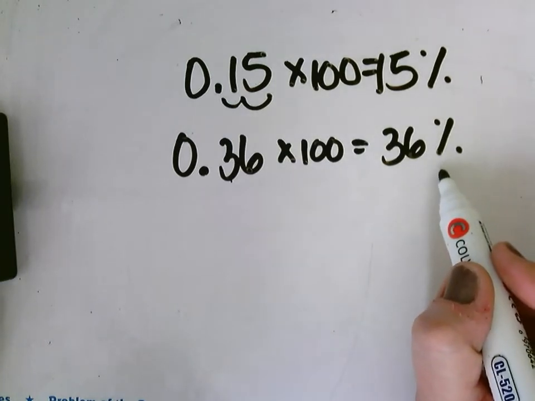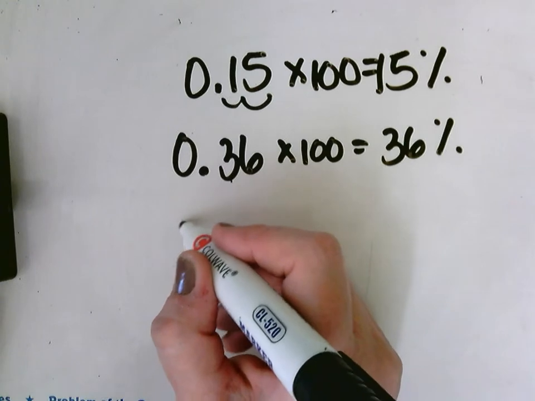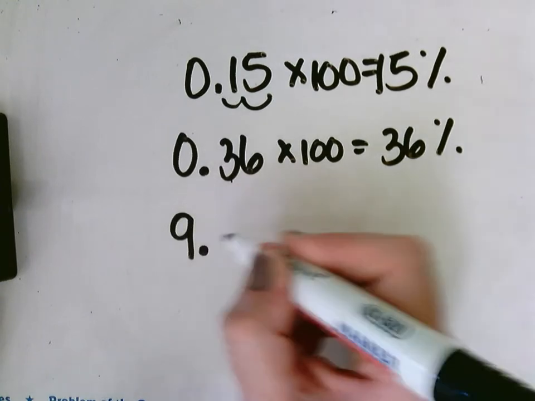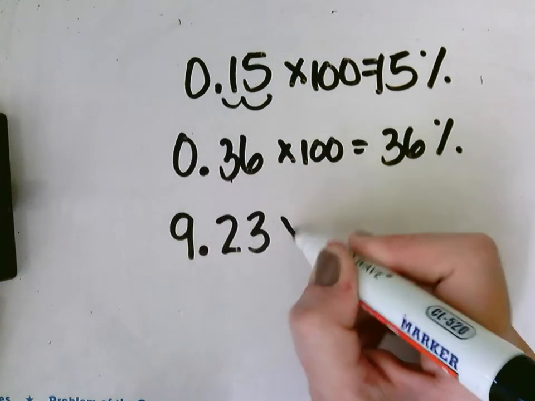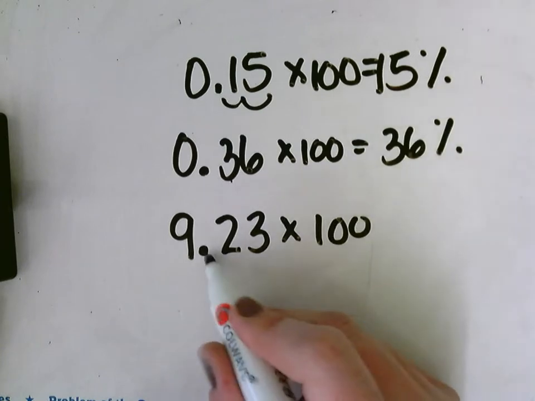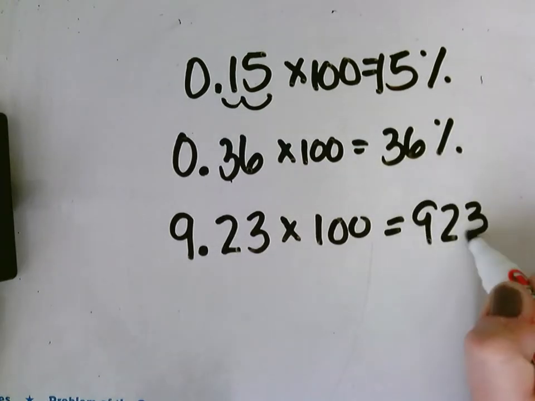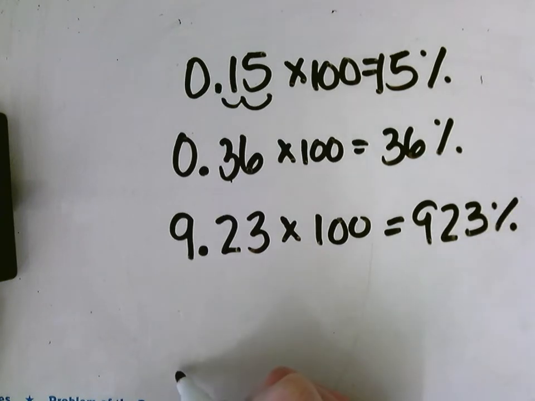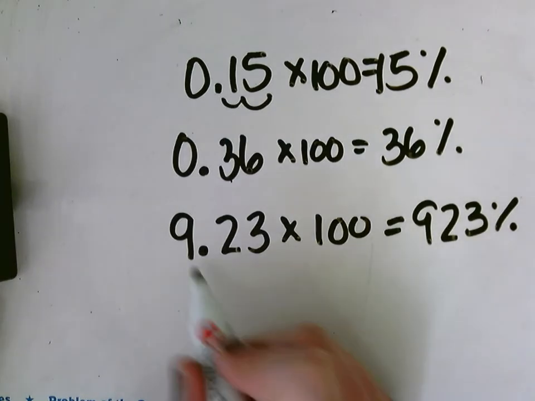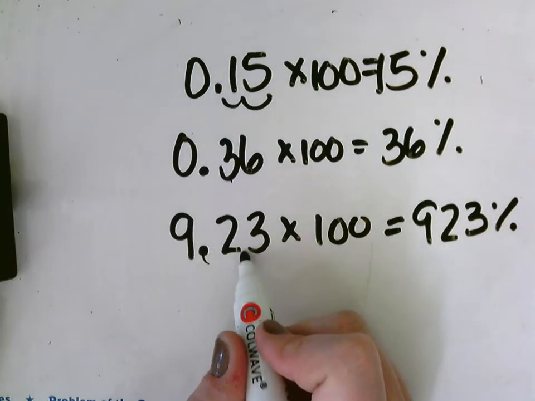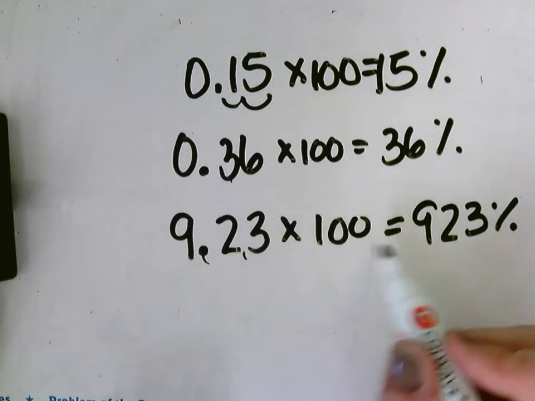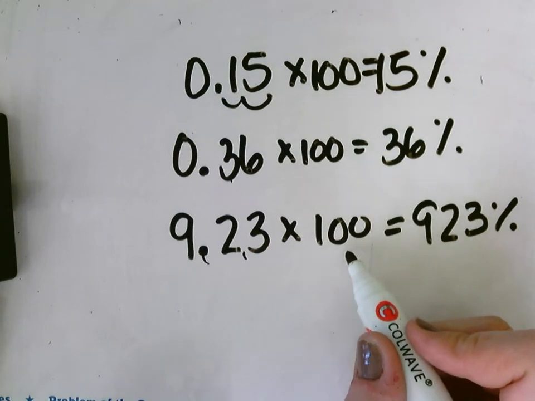All right. Let's try something else. Let's say we had 9.23 times 100. Again, I'm moving my decimal point over 2, so I would have 923%. So again, all we're doing is we're moving our decimal point 2 places to the right to multiply by 100.